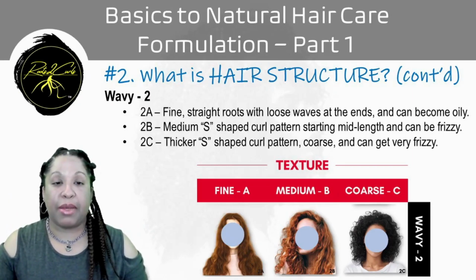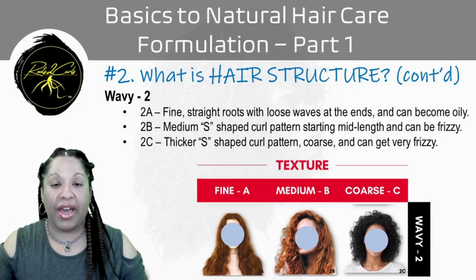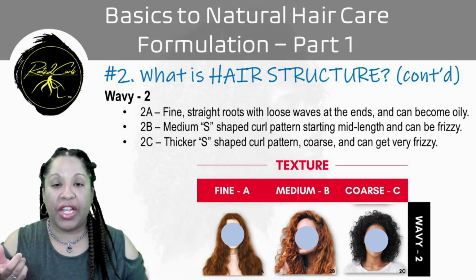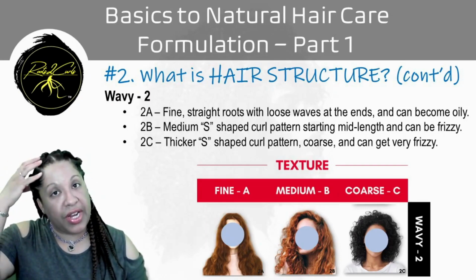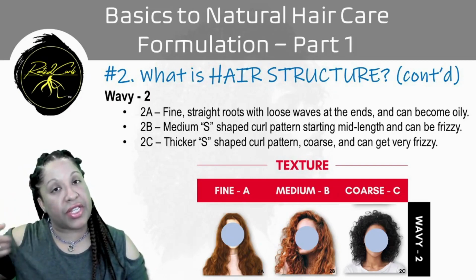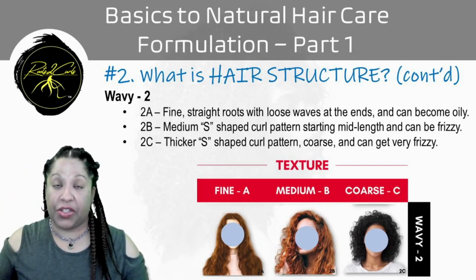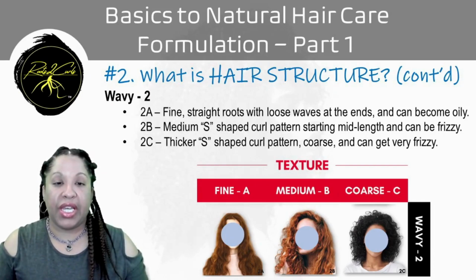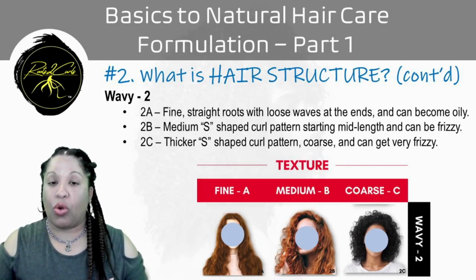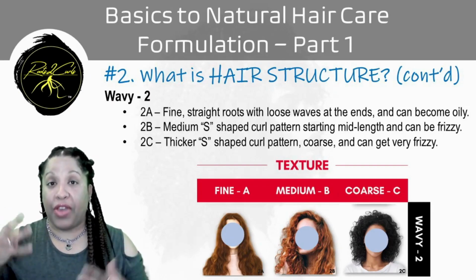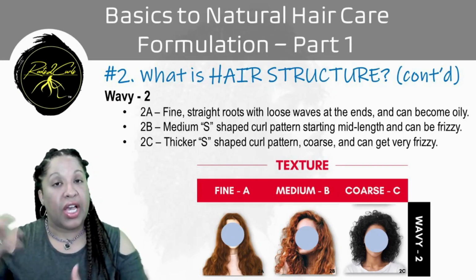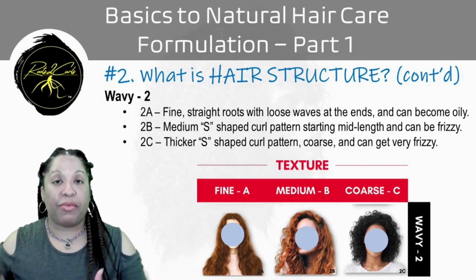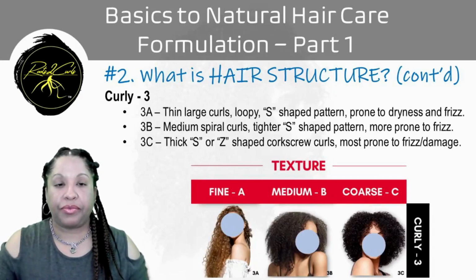Wavy 2B is a medium S shape curl pattern, which is starting at mid-length. So it's straight at the scalp, but then mid-length, it starts to curl up and can be frizzy. So now the hair, because of the curl pattern, curls are prone to frizz. And wavy 2C is a thicker S-shape curl pattern. It's a little bit more coarse, and it can become very frizzy. Again, curls, unfortunately, run the risk of becoming dry and frizzy.